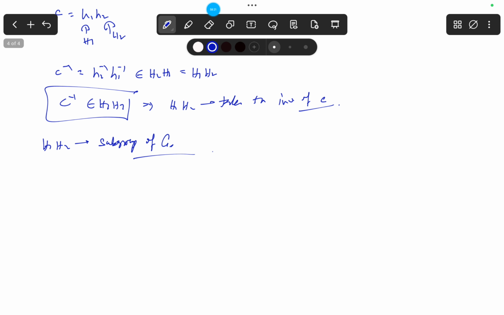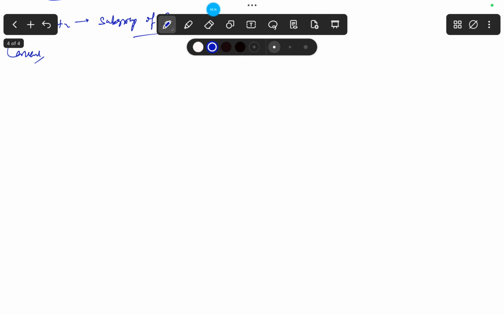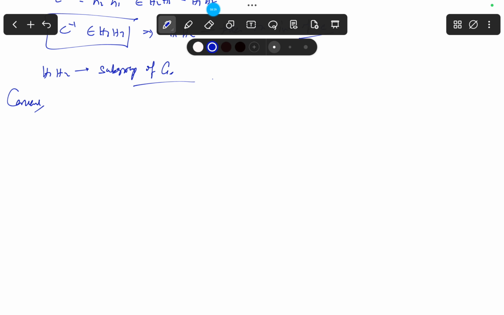Now what about the converse one? So conversely, let us assume that H1 H2 is a subgroup. Since H1 H2 is a subgroup of G, now my claim is that H1 H2 should be same as H2 times H1. Okay, so just go with the usual procedure, that is, let's take D in H1 H2.